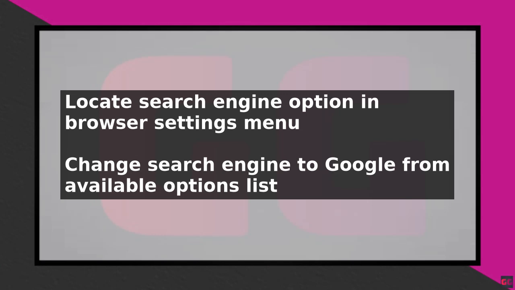From there, you can change the search engine used in the address bar from the default Bing to Google. You can also choose to use Google in the search box and address bar.